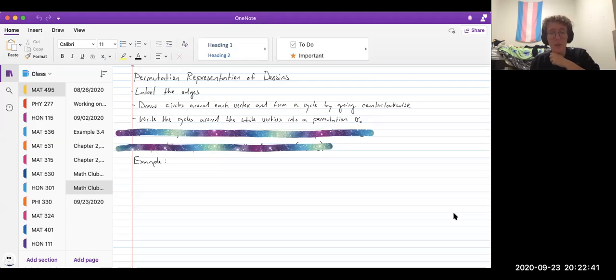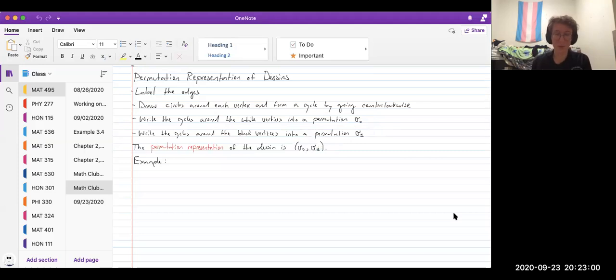Then you take all the cycles from the white vertices and put those into one permutation that we will call sigma 0. Then you take all the cycles around the black vertices and put those all together into a permutation called sigma 1. And then the permutation representation of the dessin is defined to be this pair, sigma 0, sigma 1.